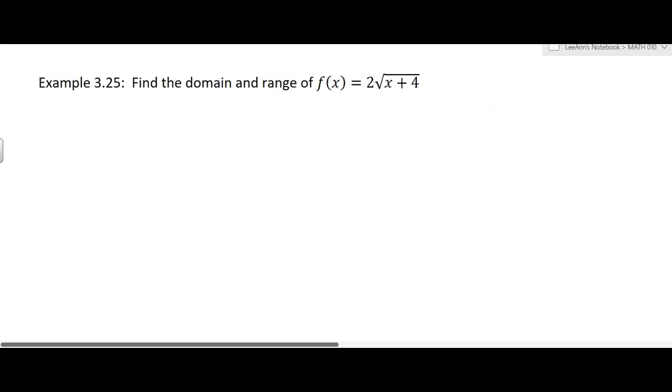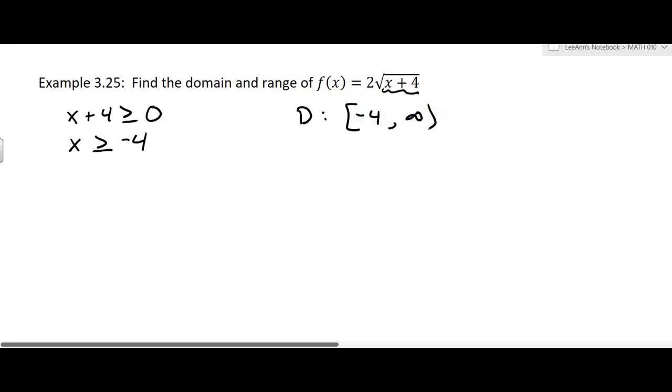Okay, so it's got a square root in it. So we know that x plus 4 has to be greater than or equal to 0. Remember, we take what's under the square root or the even root and say it's got to be greater than or equal to 0 because we can't have it be negative. So x is greater than or equal to, not 0, -4. Okay, that tells us the domain. Our domain is going to be from -4 to infinity.